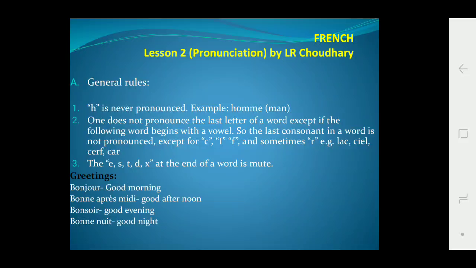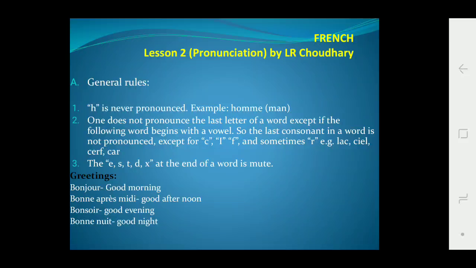H is never pronounced in the French language. Like if H is starting any word, that would be silent. For example, homme. So how do we say homme? Because H is silent here, so "om". Homme means man.